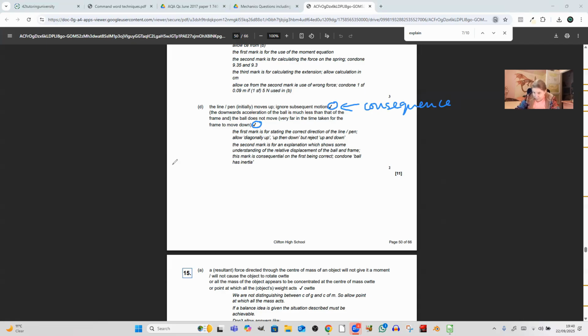It doesn't matter if you don't put it. The ball does not move very far in the time it takes for the frame to move down. In other words, the frame goes down and the ball stays where it is. That's what you've got to say. That's your key fact. And then the consequence is that the line or the pen moves up on the paper. It draws a line up on the paper.